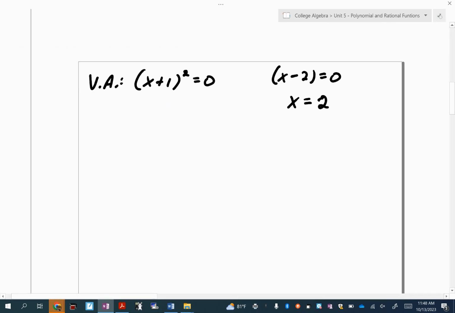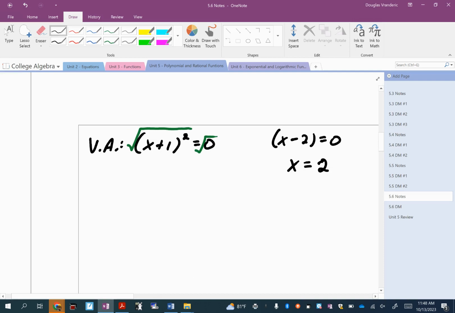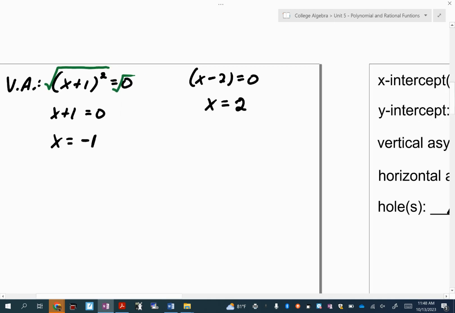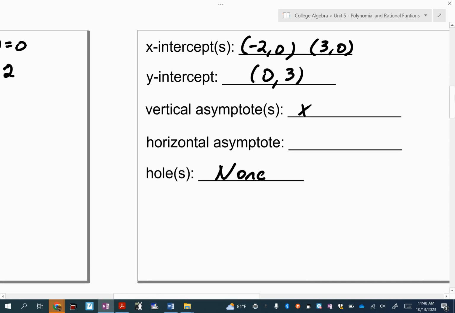This one is a little bit tougher. To get rid of that square, I'm going to take the square root of both sides. The square root of 0 just stays 0. So this is x plus 1 equals 0, or x equals negative 1. So my two vertical asymptotes are x equals negative 1 and x equals positive 2.